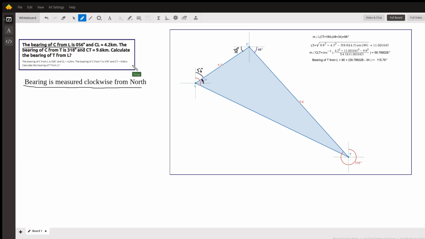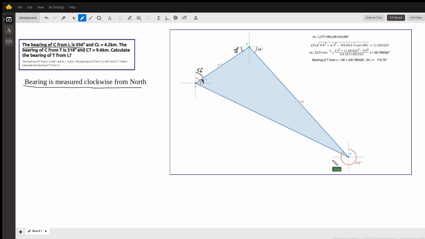Now, looking at the second piece of information, the bearing of C from T is 318. That means we're down here at some point T. If we go clockwise 318 degrees, this line will be pointing at C and we'll be going in that direction 9.6 kilometers.